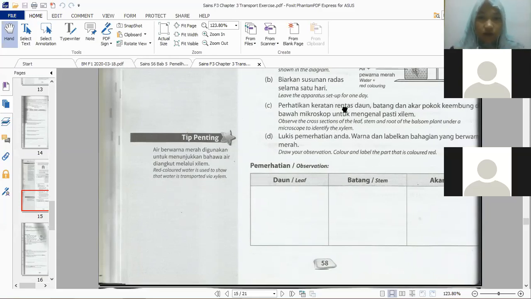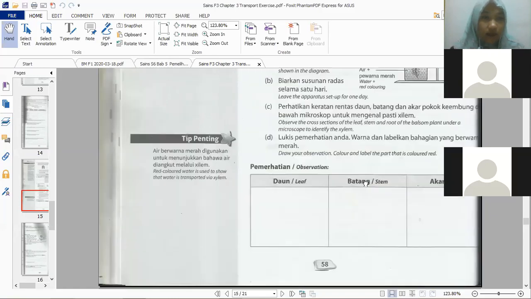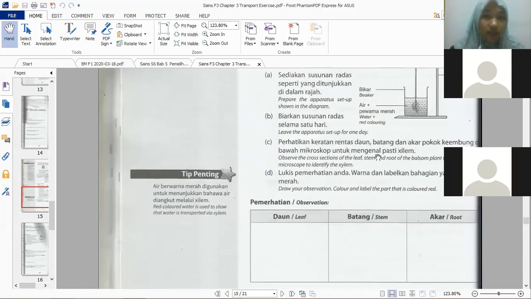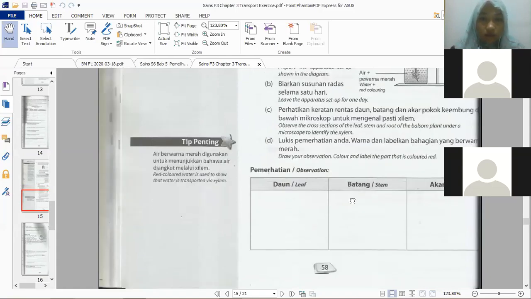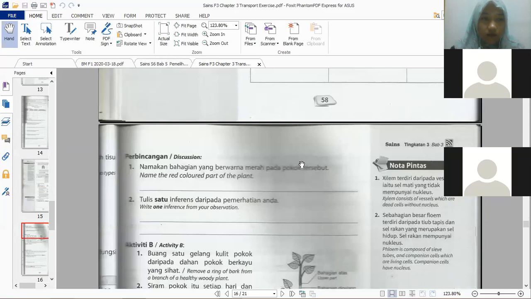Right. So now, you must remember which part will be red in color. Is it the xylem or phloem? Red color. It will be, yes, the xylem, because the xylem absorbs the water. So now discuss. Name the red color part of the plant. The teacher just asked. So it is the xylem.